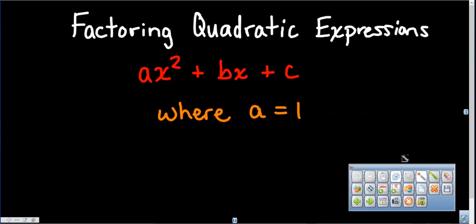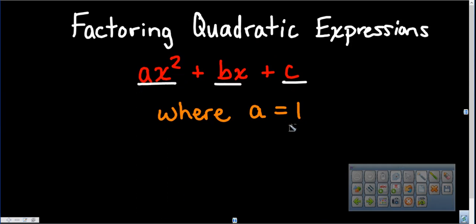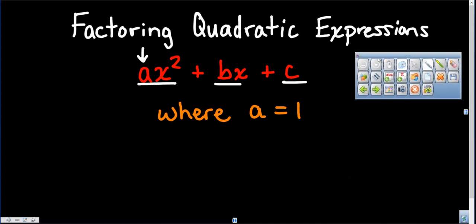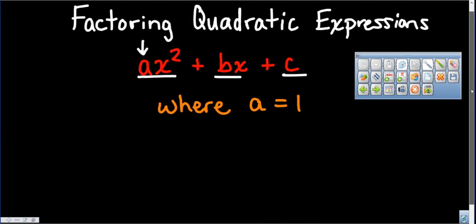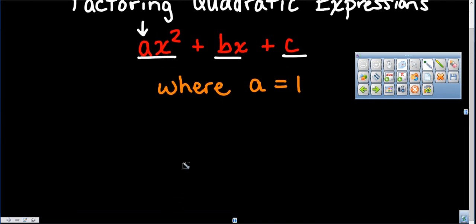In this video, we're going to be factoring quadratic expressions, particularly trinomials, 1, 2, 3 terms, where the a value is always 1. That does make these problems easier because of the lack of factors for the number 1.